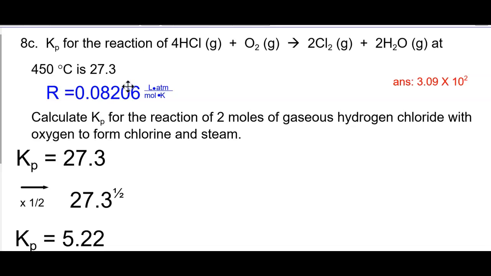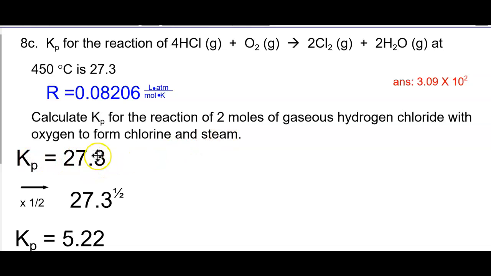This is the ideal gas law constant in atmospheres. Notice it has liter atmospheres over mole Kelvin, but you can have different R constants depending on what value of pressure. We are going to use the atmospheric R value, or the gas law constant, with respect to atmospheres. Okay, and you'll be given that, so you don't need to memorize that. It says calculate Kp for the reaction of 2 moles of gaseous hydrogen chloride with oxygen to form chlorine and steam. So we have to ask ourselves, forward or reverse?